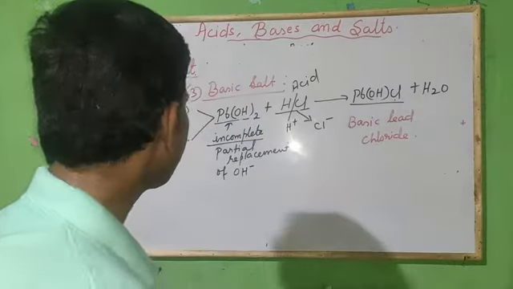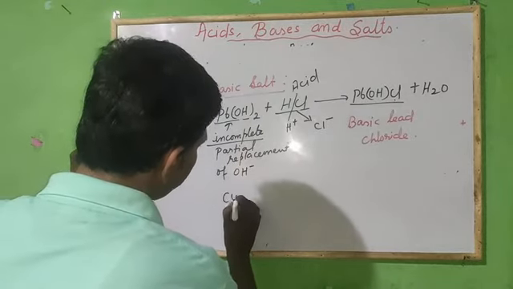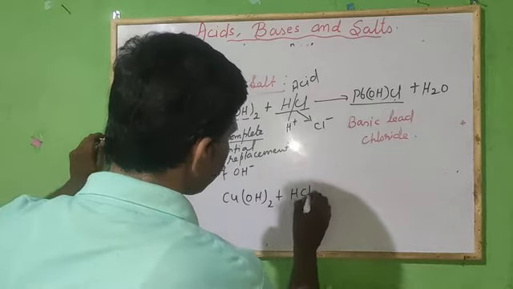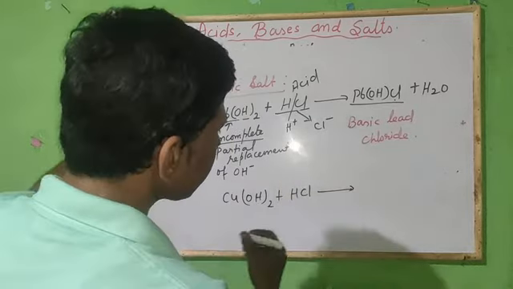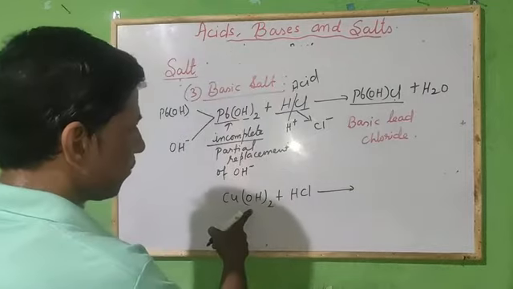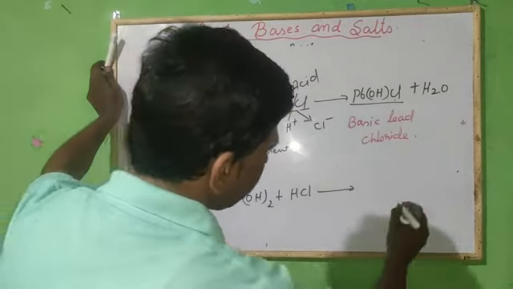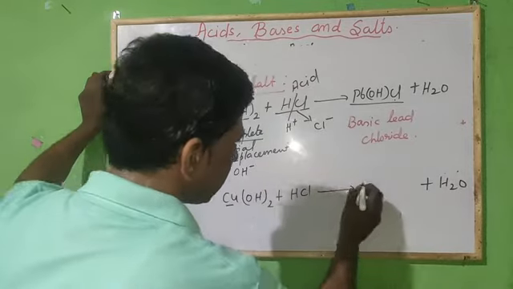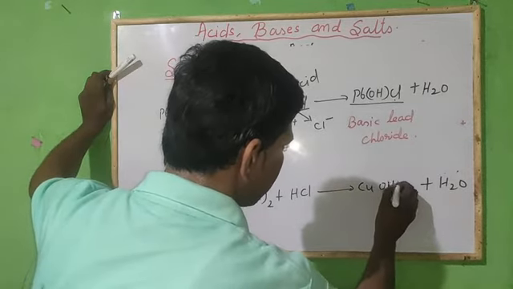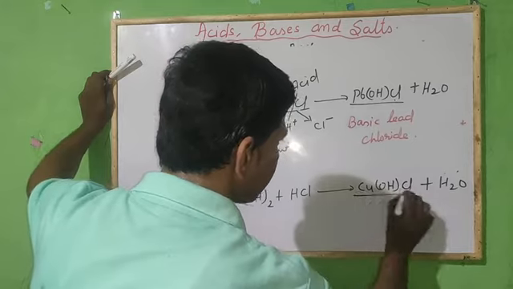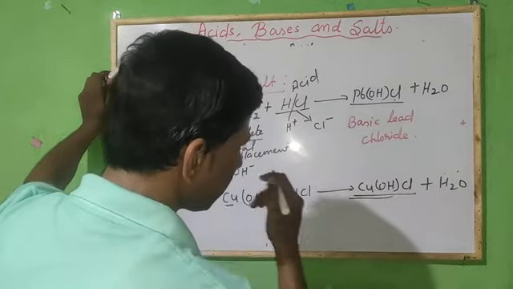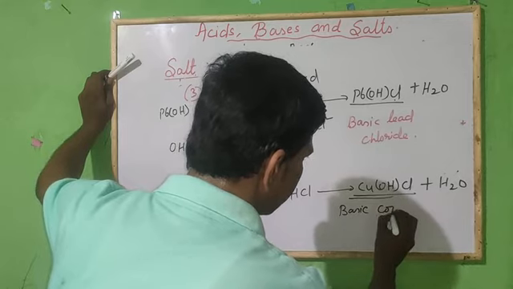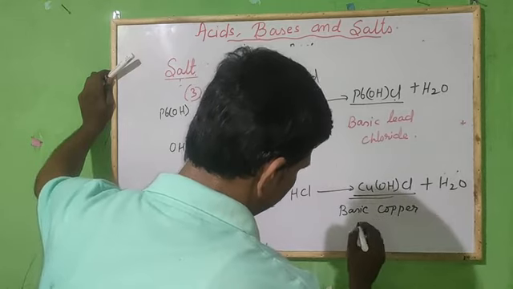One more example I am giving you. Suppose you take copper hydroxide and you take hydrochloric acid, the same acid. In the same way there will be incomplete or partial replacement, that will form water, which is a side product, and Cu(OH)Cl will be there. This is also a salt. What is the name of this salt? Same way, basic copper chloride.